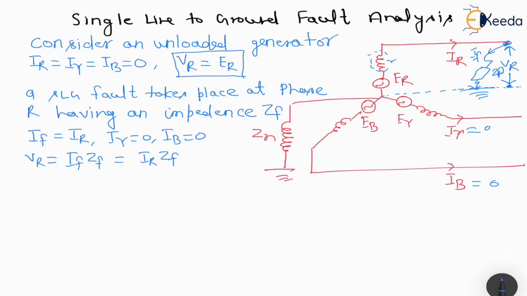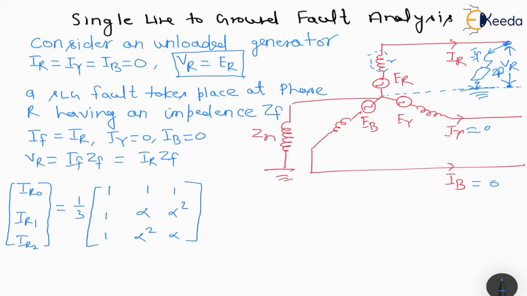Now we are going to find out the sequence currents. So we know the formula: IR0, IR1, IR2 will be equal to 1 by 3 times the matrix with rows 1 1 1, 1 alpha alpha square, 1 alpha square alpha, multiplied by IR, IY and IB. So IR is IR, and IY is equal to IB is equal to 0, so 0 0.